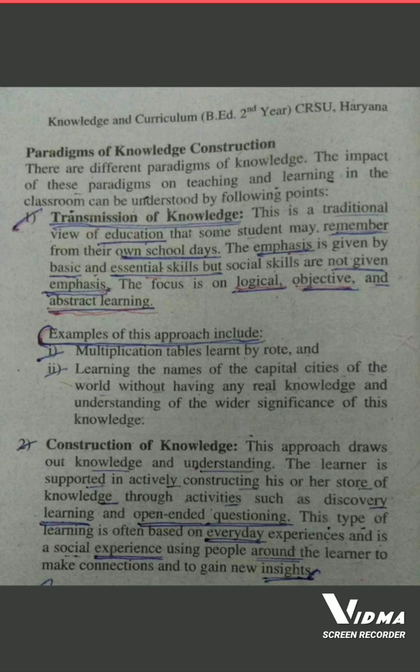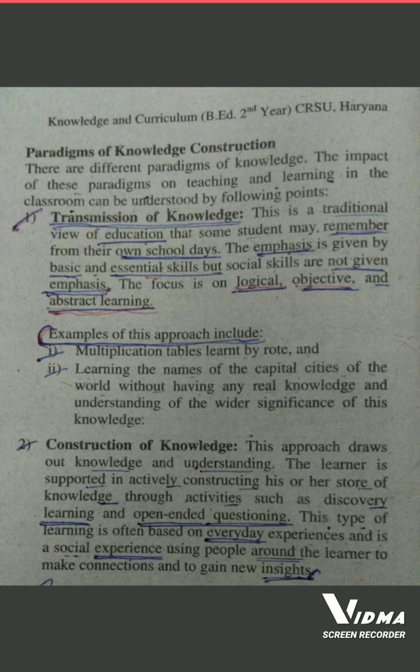Examples of this approach include: first, multiplication tables learned by rote, and second, learning the names of the capital cities of the world without having any real knowledge and understanding of the wider significance of this knowledge.